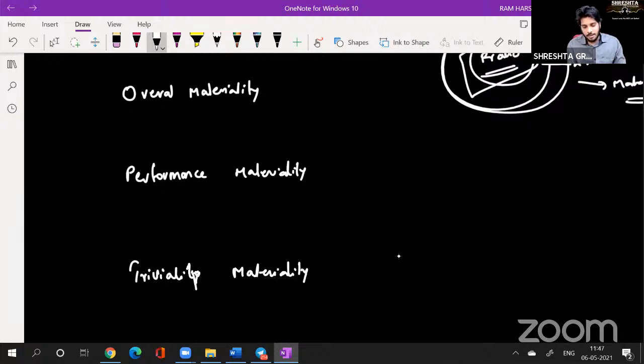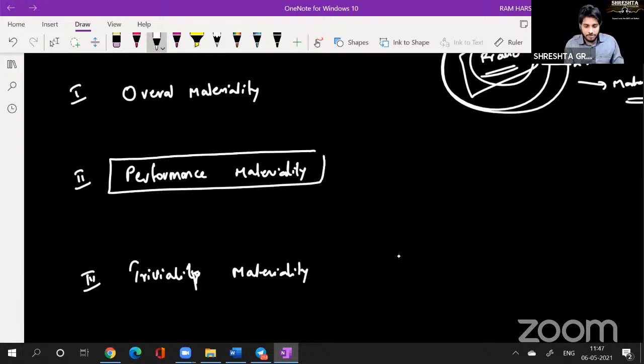Triviality level materiality. So level 1 overall materiality, performance materiality, triviality materiality. There are three levels of materiality. Among these three levels, there is a clear-cut definition given for performance materiality. There is a definition for performance materiality, and if you look at the definition, it is such a complicated sentence. In fact, I understood by looking at Big Four workings.